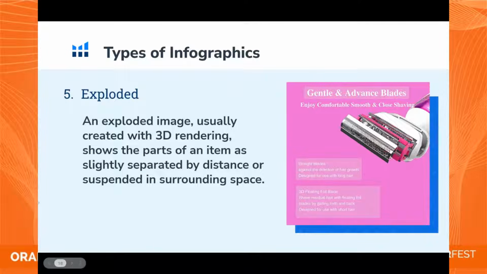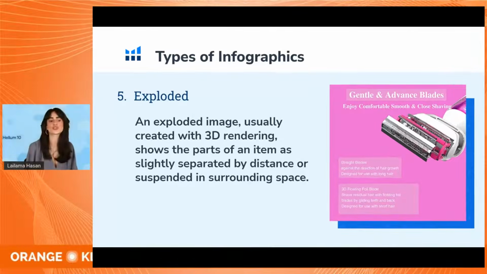Okay, and the next one is an exploded infographic, and this is usually created with 3D rendering. What it does is show different parts of an item as slightly separated by distance or suspended. So it better showcases the materials used in your product. And this is very helpful for similar products like these. Like in this picture, they're showing the different layers of blades used in the razor, the floating foil blade that gets rid of residual hair.